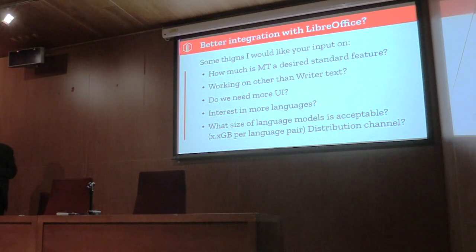So here are my questions for you. How much is machine translation a desirable standard feature that you would want to have in the product? You know that, for example, Chrome, the Google browser, has a little translate-this-page option that pops up whenever you look at a page in a foreign language. Is there a good way to work on something other than Writer text? Machine translation, in my opinion, works best when you feed it sentences. So Writer was a natural match, but one could think about also having it, for example, in Impress. But I wouldn't know how to do that yet.